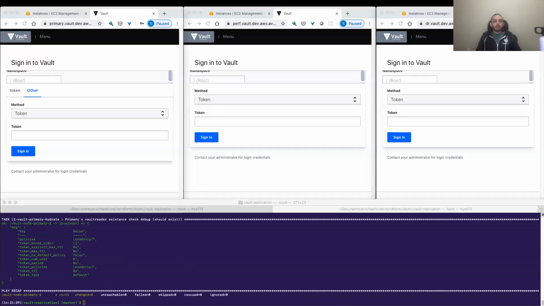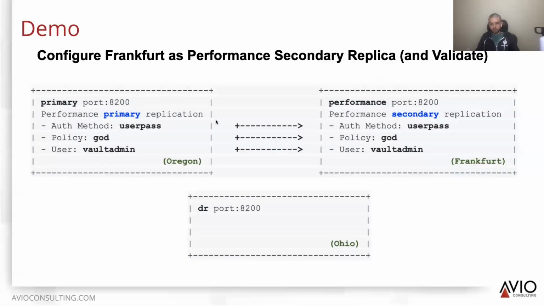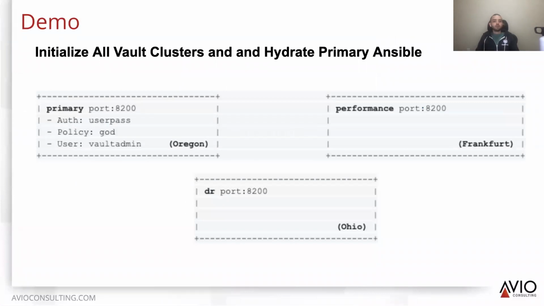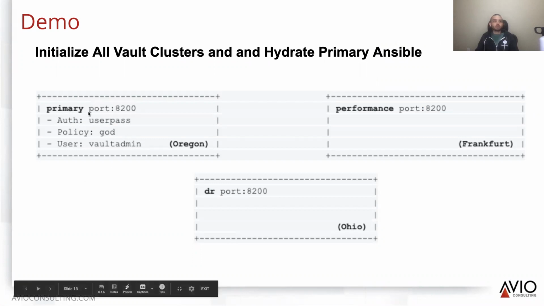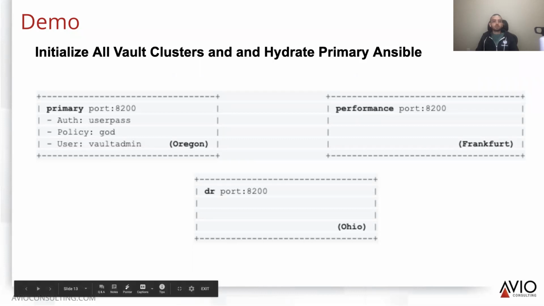Okay. So at this point, sorry, got lost here. Yeah, so this is basically what we have so far. We have the primary cluster in Oregon with the user pass authentication method enabled, Vault admin user created, and it has the God policy attached to it. Right? So let's get to the fun portion of this webinar, the replication.